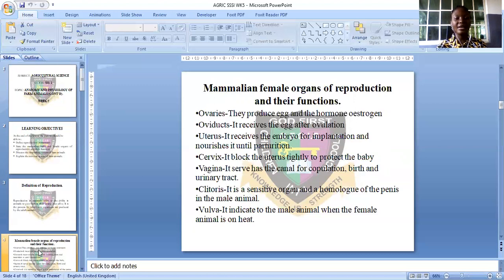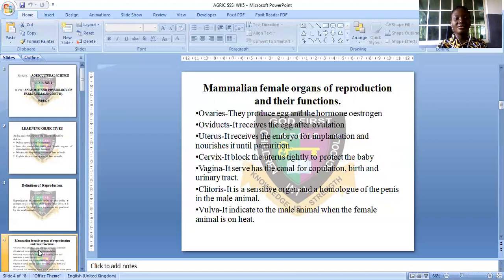Now we have the cervix too. The cervix blocks the uterus tightly to protect the baby. It's the cervix that holds the uterus tightly to protect the baby from any danger. Now we have the vagina as another organ of reproduction. The vagina serves as the canal for copulation. Copulation can also be called mating.